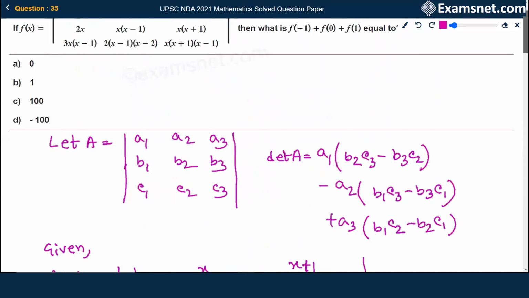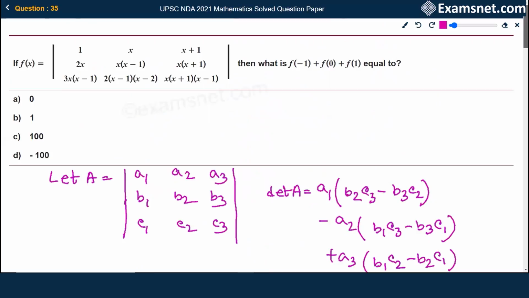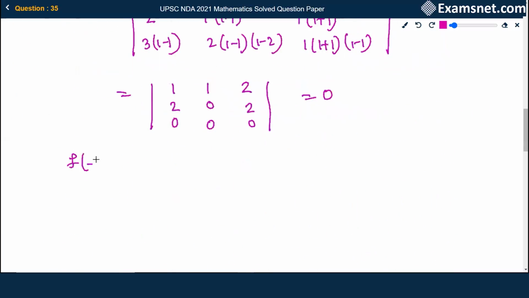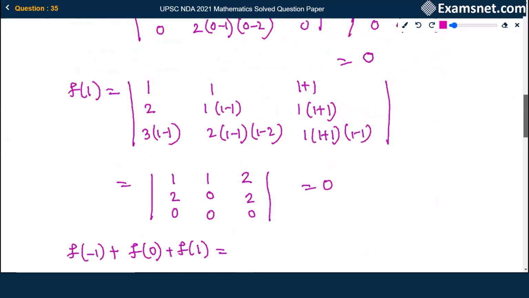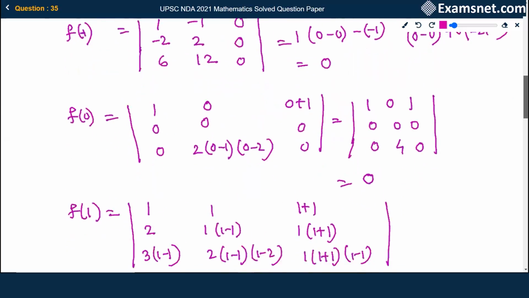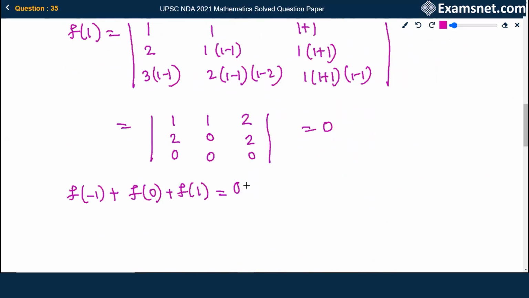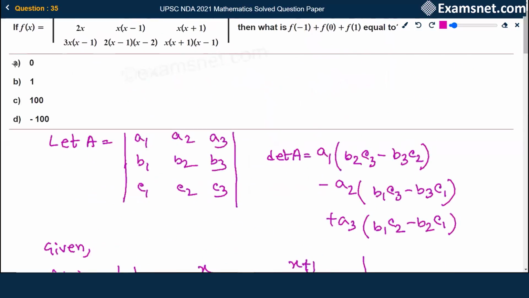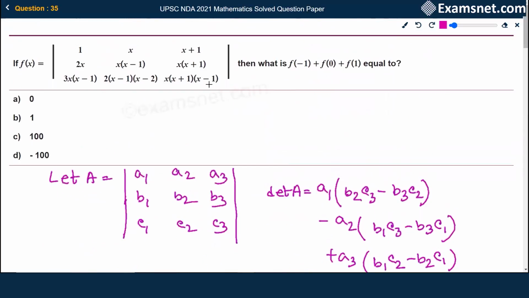So here we are required to find the sum of f of -1, f of 0, and f of 1. As we have already proved, individually they are giving us the value 0. That means the sum is also 0. So here the correct option is option A. Option A, that is 0.